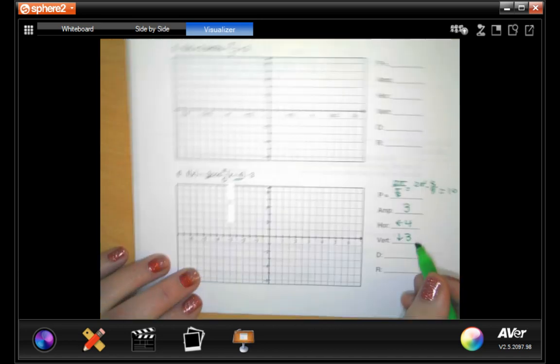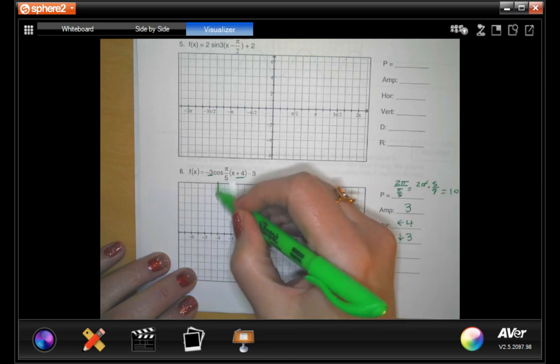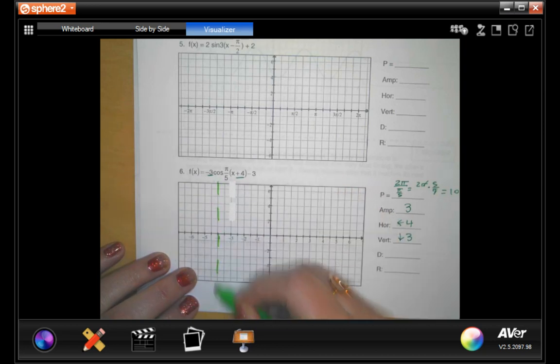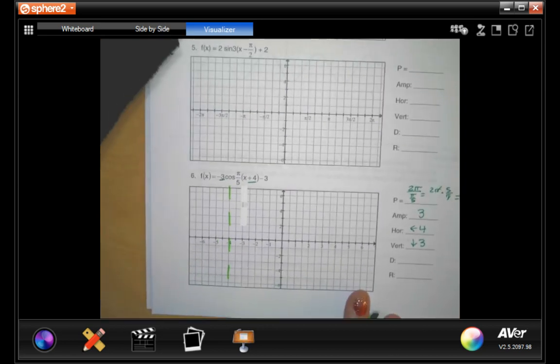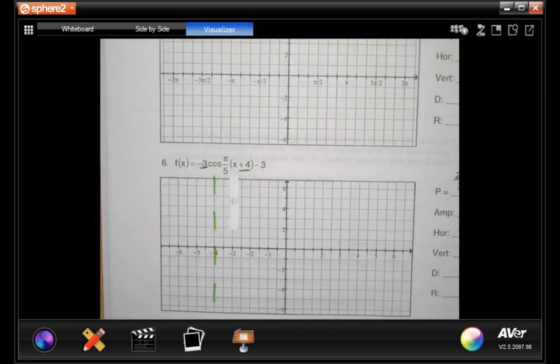Okay, so horizontally we moved left 4. So I'm going to move the y-axis, I just moved it left 4. And then vertically, I'm going to go down 3.